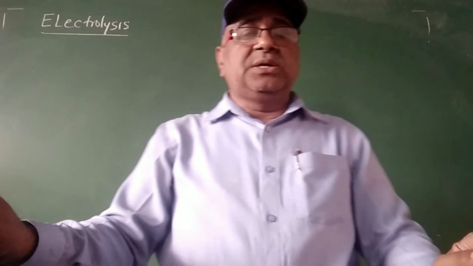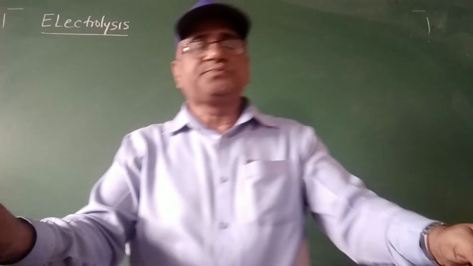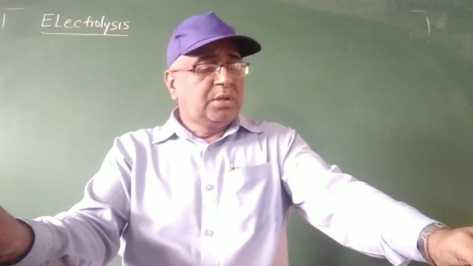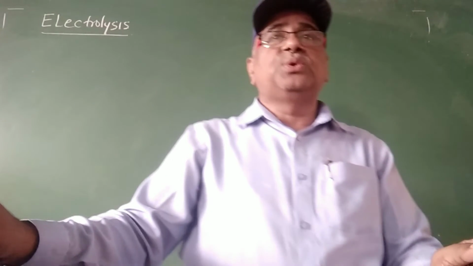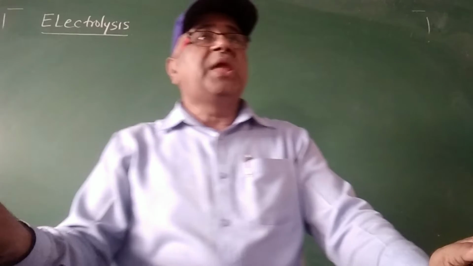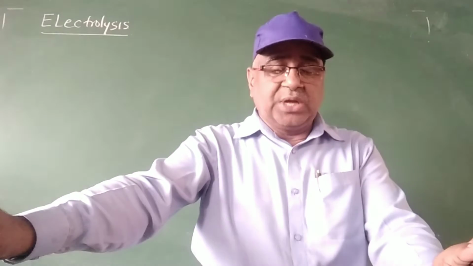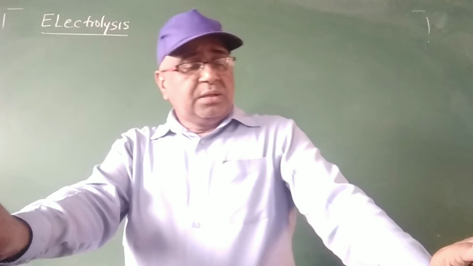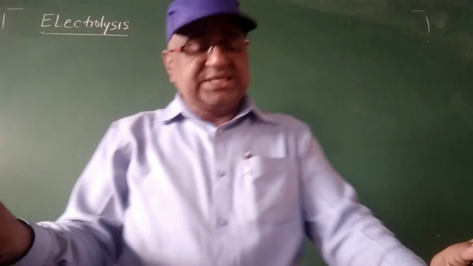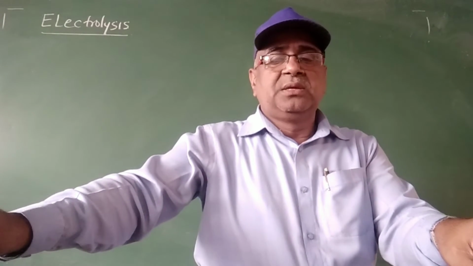He proved that when electricity is passed through the electrolyte, or aqueous solution, which is also known as ionic solution, then there is a change in chemical composition. The composition gets changed, and this is termed as the chemical effect of electric current.